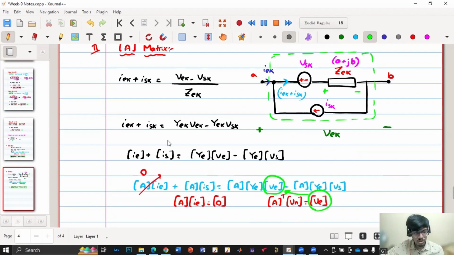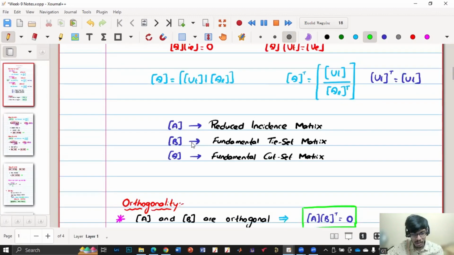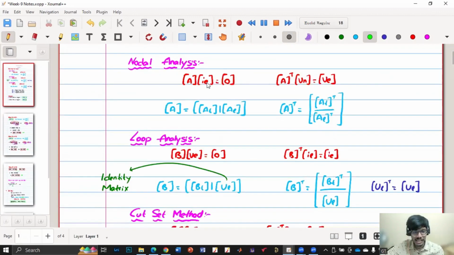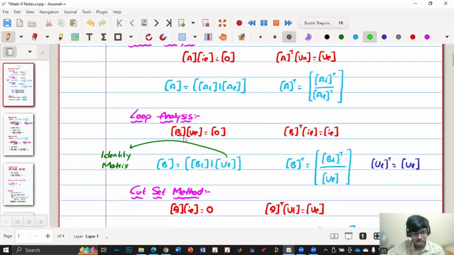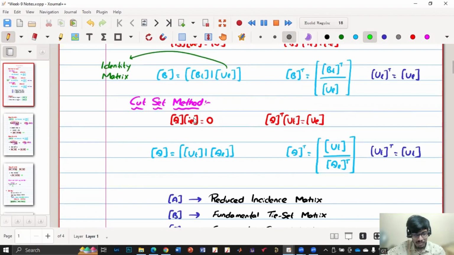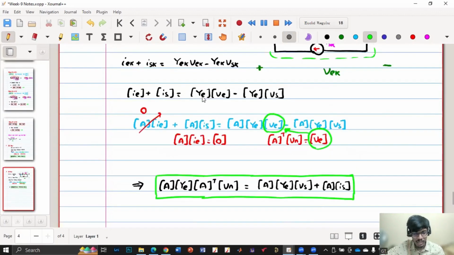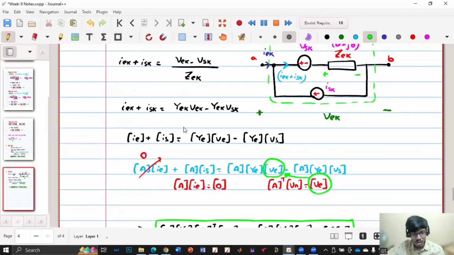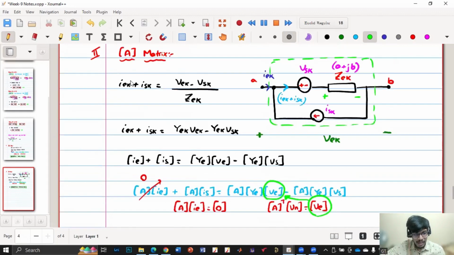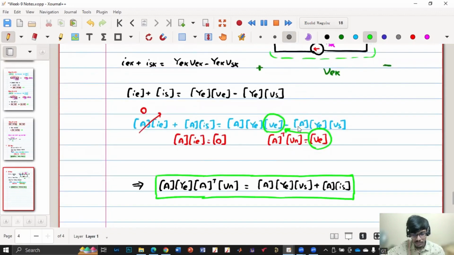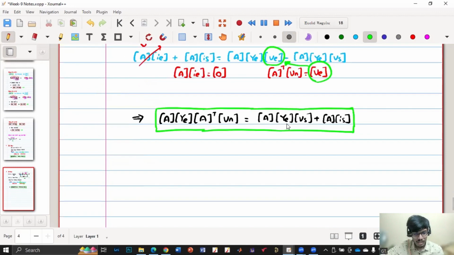in this similar format. So the basic idea is simple. For using A matrix, we need the equation in terms of IE. For using B matrix, we need the equation in terms of VE. For cut set method, we need the equation in terms of IE. So we are using mathematical manipulation to get it in the similar format. So we are multiplying accordingly so that we can use these relationships and then we can get the resultant equation.